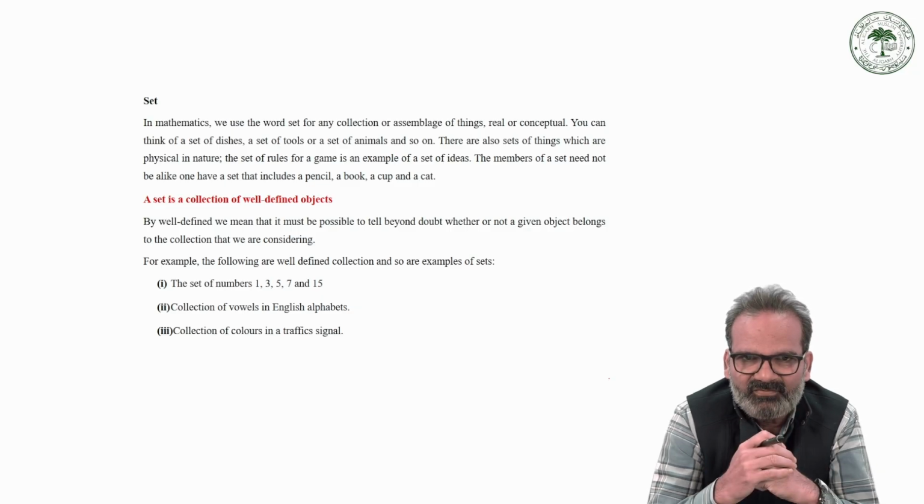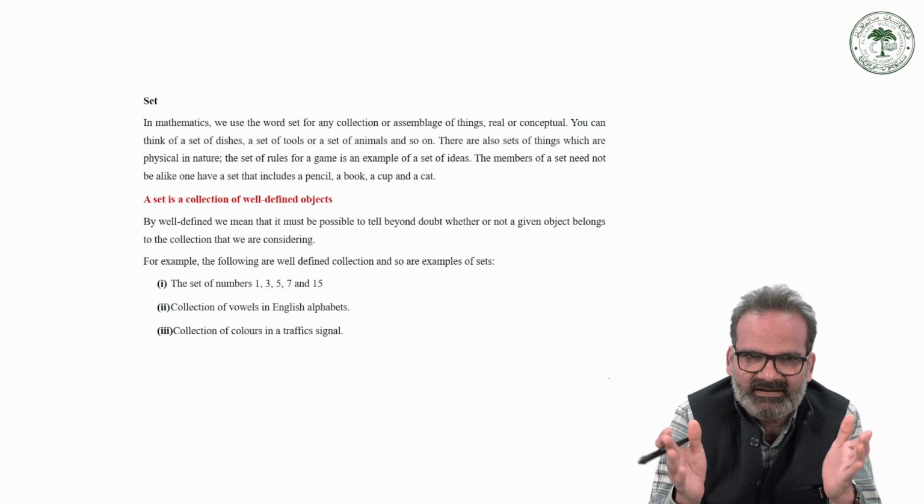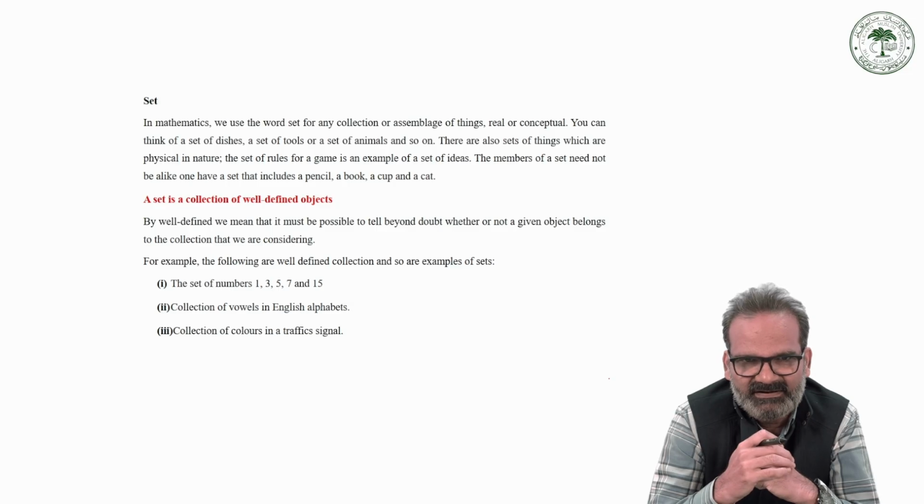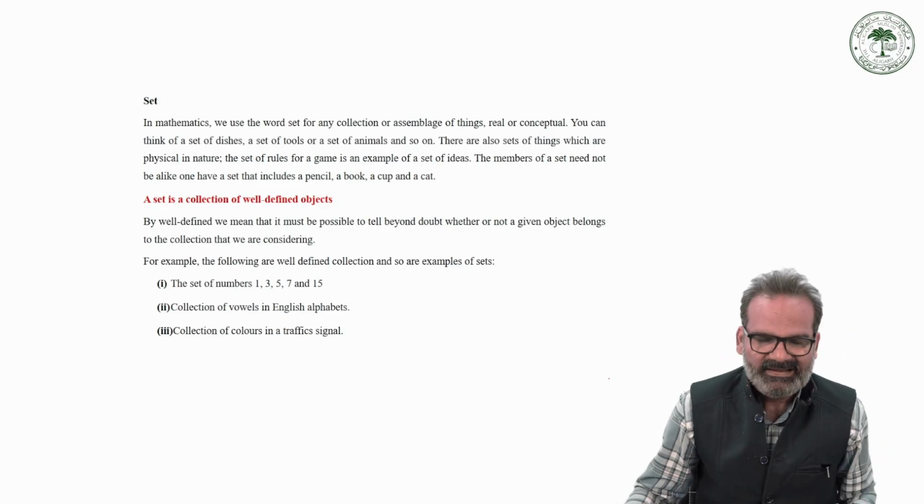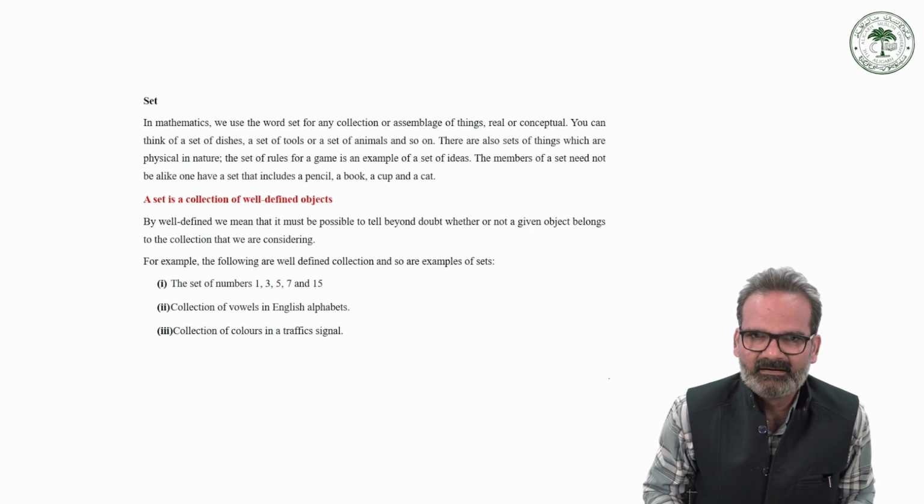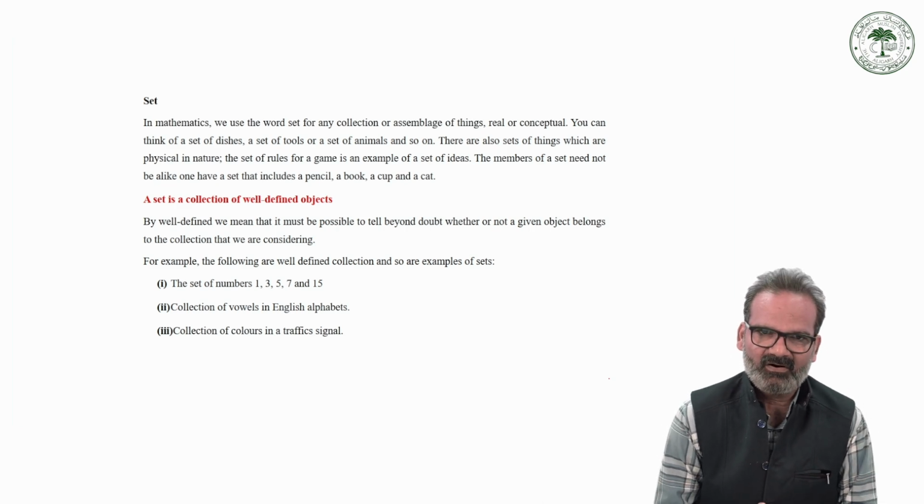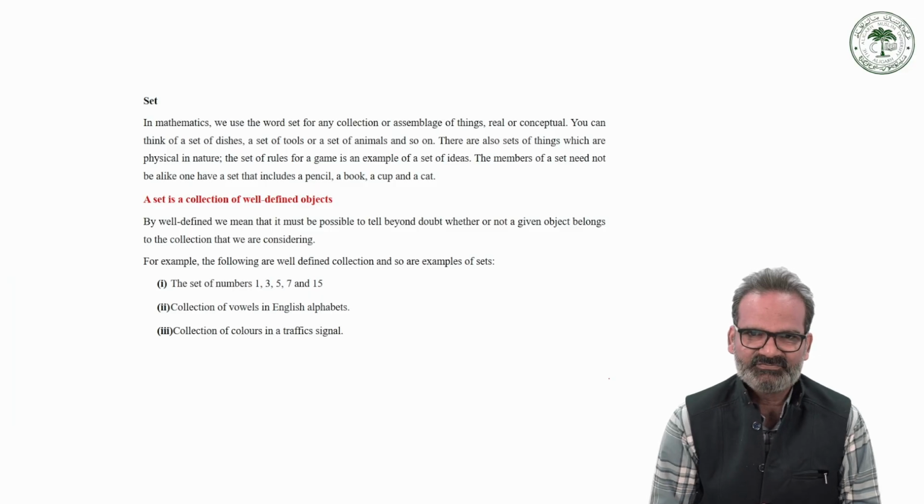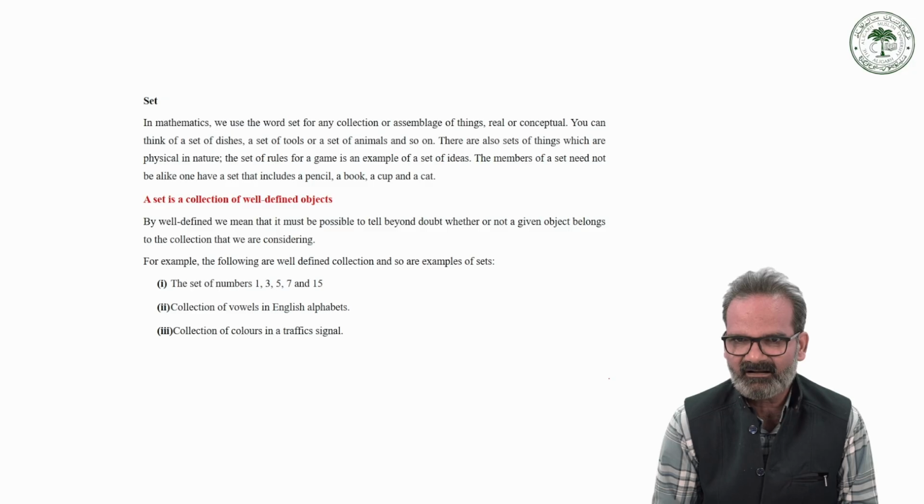So we will begin our first unit, that is differentiation and its applications in business as well as management areas. So we will begin our session with the formal definition of a set. So before having the formal definition of a set, let us take these few statements. In mathematics, we use the word set for any collection or assemblage of things. It may be real or conceptual. You can think of a set of dishes, a set of tools, or a set of animals, and so on.